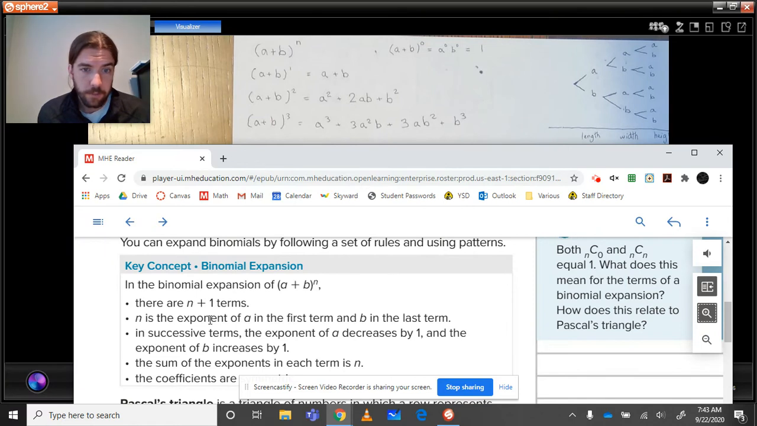All right, n is the exponent of a in the first term and b in the last term. So if it's 0, they're both 0. If it's 1, they're both 1. If it's squared, you have an a squared and a b squared. If it's cubed, you have an a cubed and a b cubed.